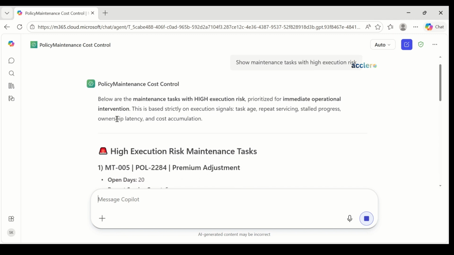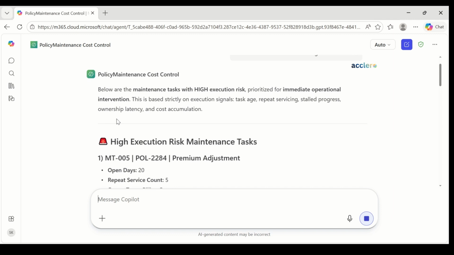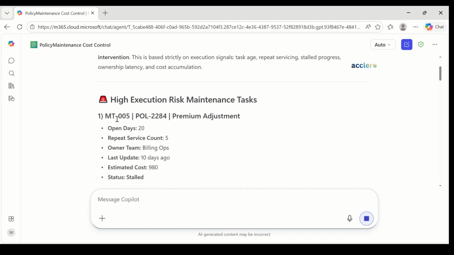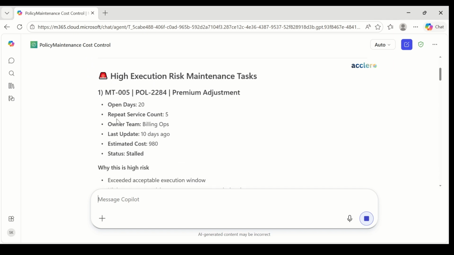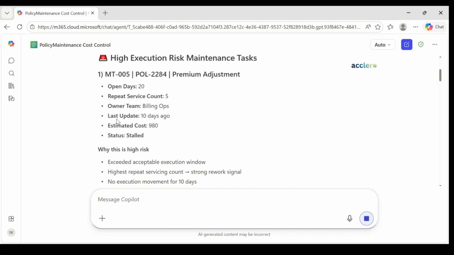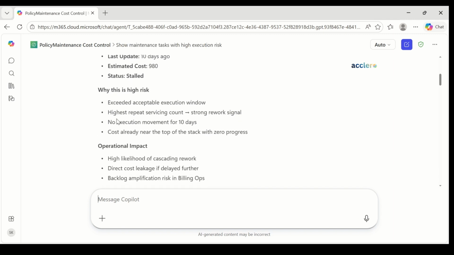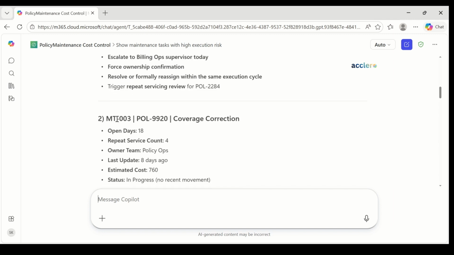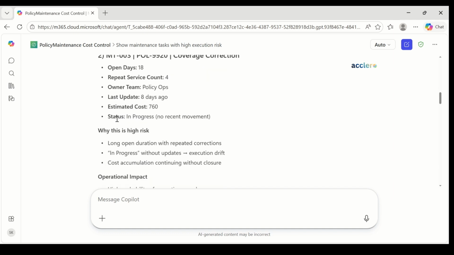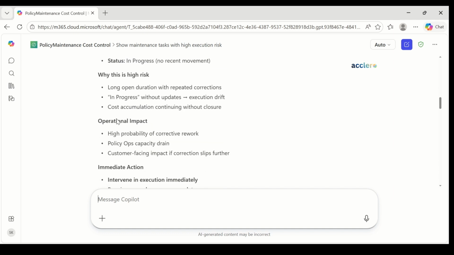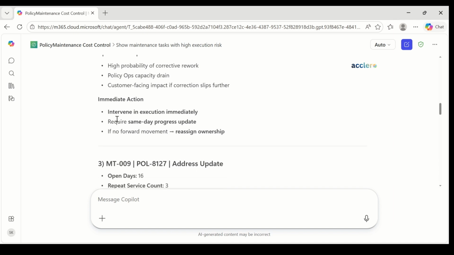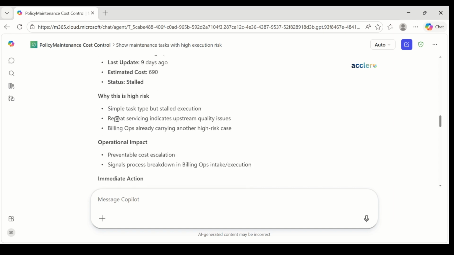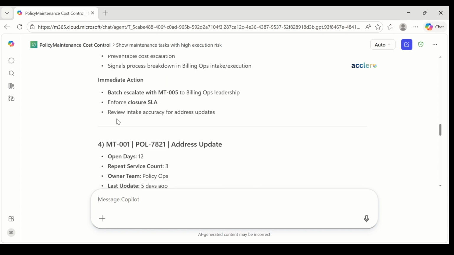Here, the agent evaluates incoming active maintenance tasks using operational execution signals such as task age, repeating service history, stalled updates, and accumulating handling costs. The agent immediately flags risk cases like MT005 and MT003 because they show multiple warning indicators, including excessive repeat servicing, long operation duration, and no recent execution movement. Instead of allowing these tasks to quietly enter the backlog, the system prioritizes them for escalation and immediate operational attention before rework and financial exposure continue to grow.